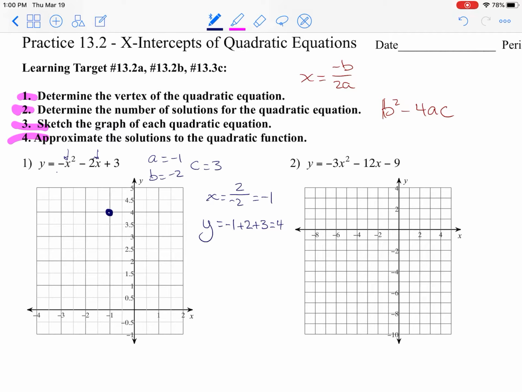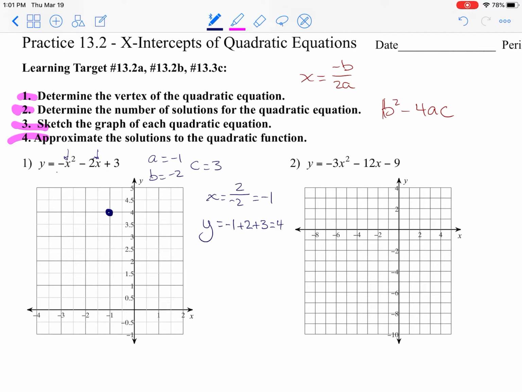So about right there. I know that this is going to be the maximum or the highest point on the graph because I've got a negative coefficient of my squared term. That means it's going to open downward.